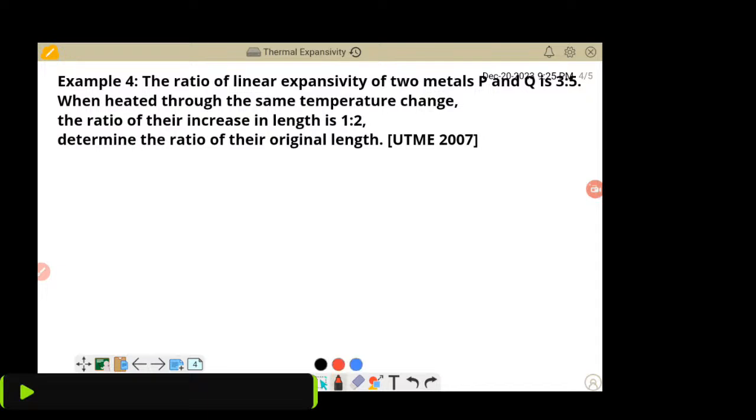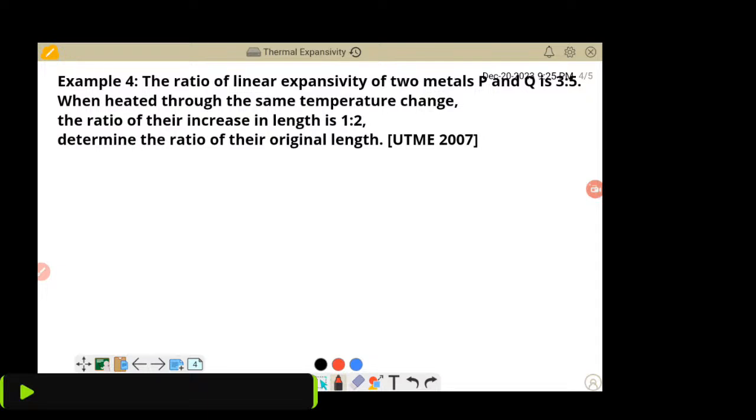Okay, now let's look at the last example that we'll be considering tonight. The question says the ratio of the linear expansivity of two metals P and Q equals 3:5. That is, the linear expansivity of P and Q are in the ratio of 3 to 5. When heated through the same temperature change, the ratio of their increase in length is 1:2. We have to determine the ratio of their original length. This question is a UTME question from 2007.